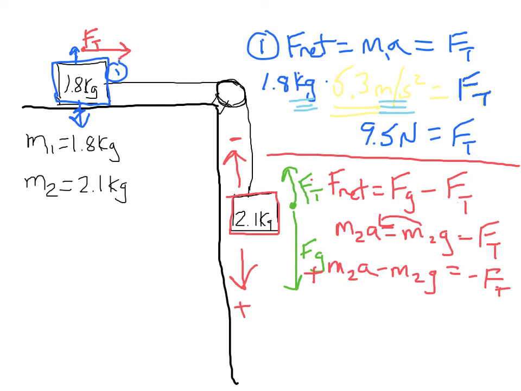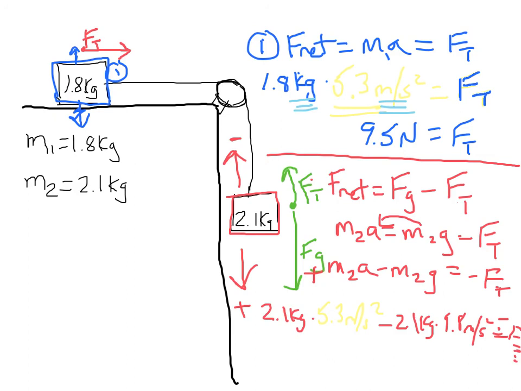Plug in the numbers here. I have m2 is 2.1 kilograms times the acceleration that I solved for before for the system, 5.3 meters per second squared, minus 2.1 kilograms times 9.8 meters per second squared equals minus Ft. Well, that's getting pretty messy. If you can make that out, good for you.